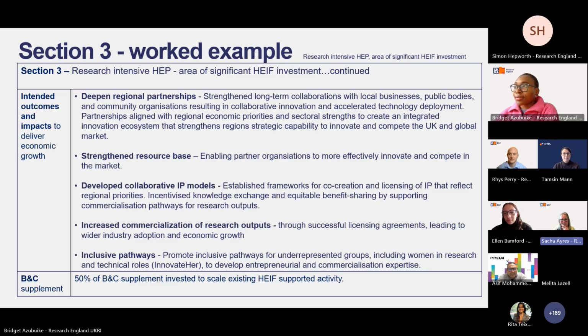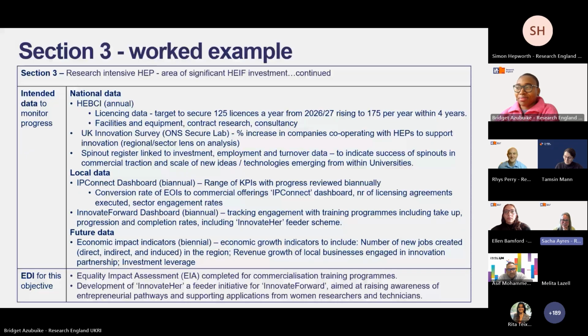Right, here we've got our intended outcomes. Everything I said about the UCI report still counts. It's really important. And also the Business and Commercialisation Supplement. We want to understand where the Business and Commercialisation Supplement is being involved in activity. So there's a simple element here. In this worked example, they're using half their supplement to expand this HEIF area of activity. So they simply stated that. Right, I'm back on track. Apologies for that. Next one, yes, here we are looking at intended data. I said before, we're not collecting it.